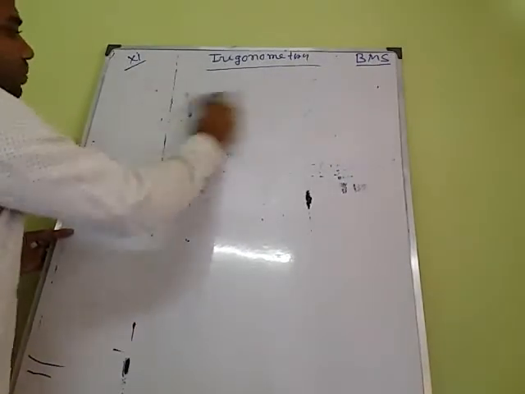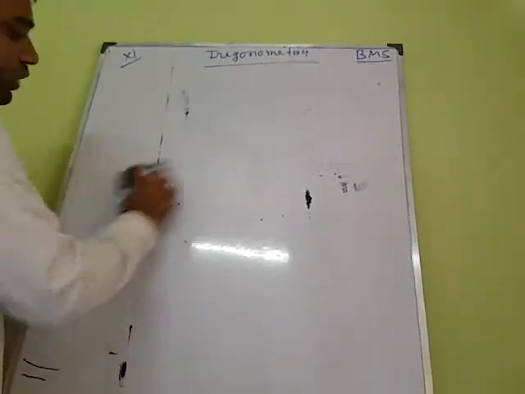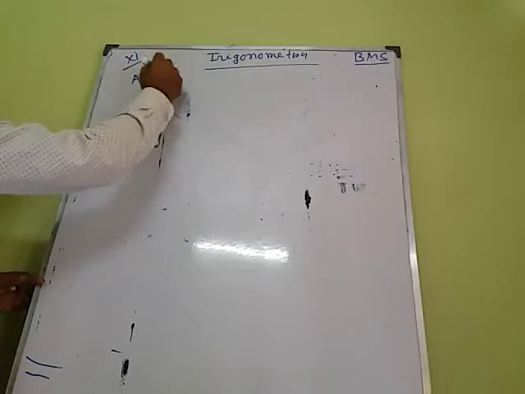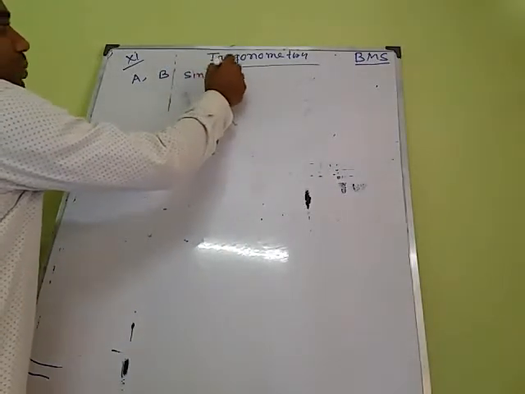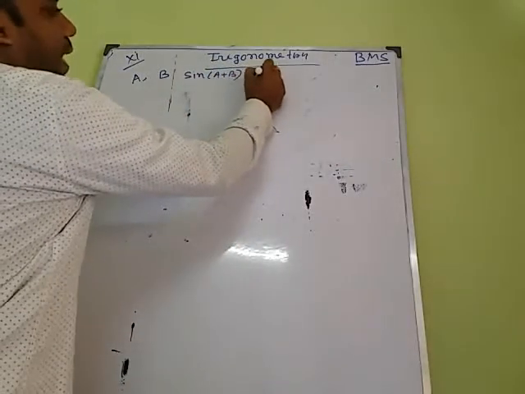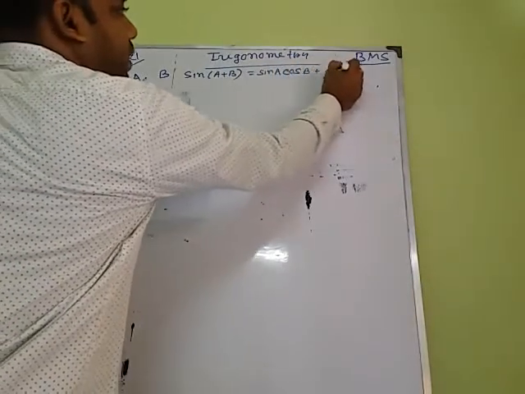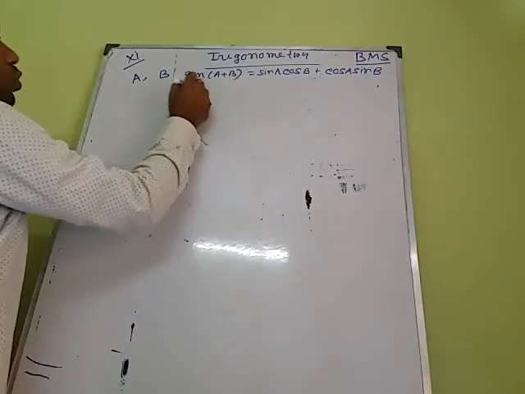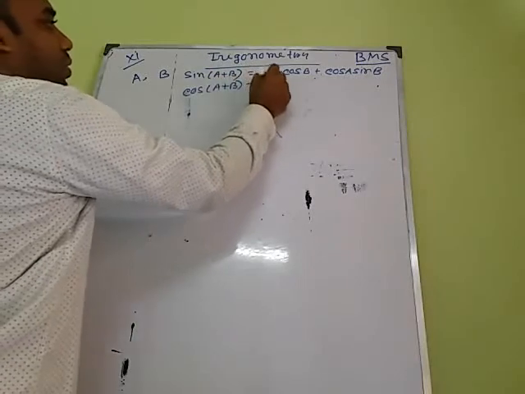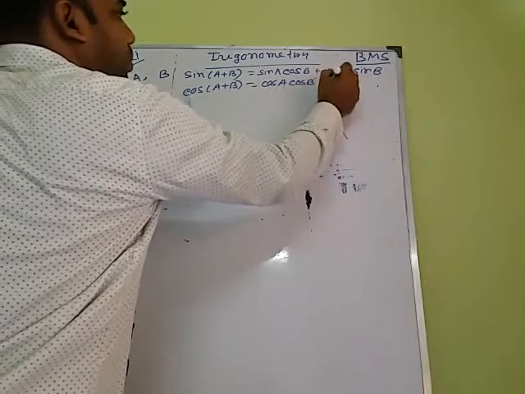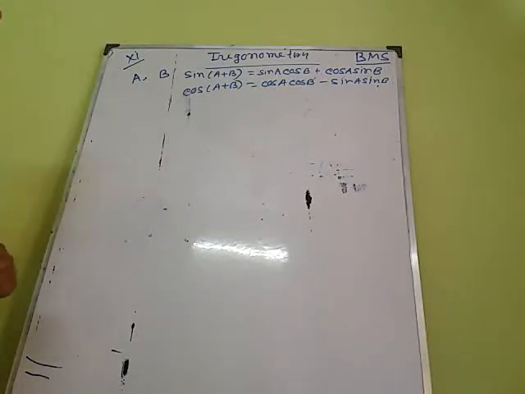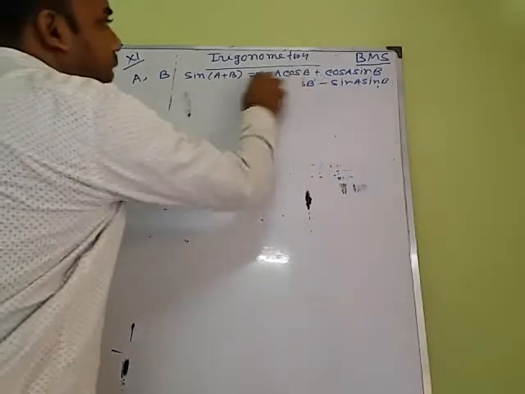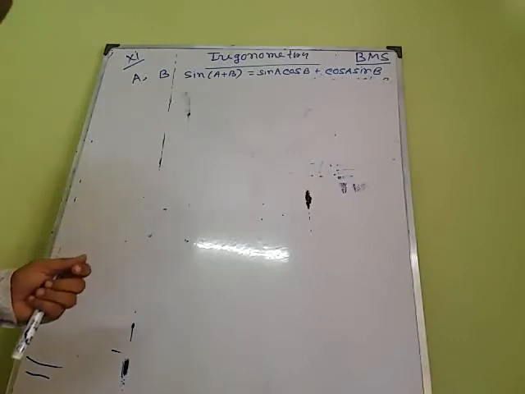So first in this class, the first identity which I am going to prove is: if A and B are two acute angles, then sine of A plus B, a compound angle, is sine A cos B plus cos A sine B, and cos of A plus B is cos A cos B minus sin A sin B. Okay, so students, first we will prove the first identity, then the second identity. Remember, A and B must be acute angles.